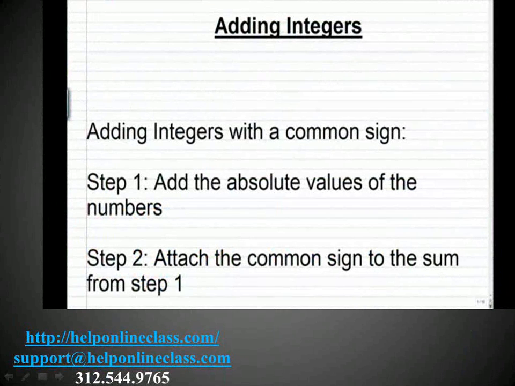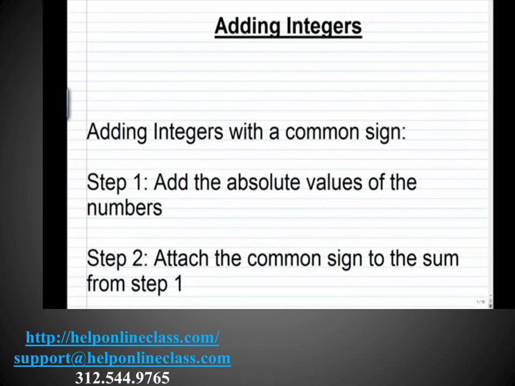There are two scenarios that we face when we're adding two integers together. The first scenario, which is the easier scenario to deal with, is when you have integers that have a common sign. So meaning you have a negative plus another negative, or a positive plus another positive. When this happens, I have a little two-step procedure that you can follow to get your answer.